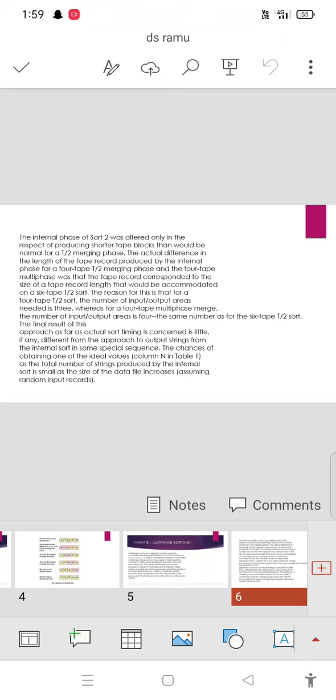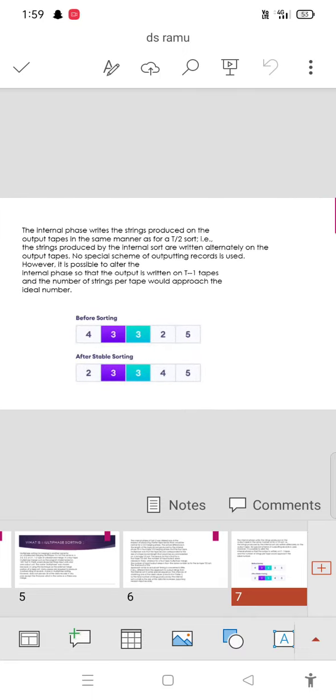The final result of this approach for actual sorting timing is little, if any, different from the approach to output string. From obtaining one of the ideal values in the table, the total number of strings produced by the internal sort is small as the size of the data file increases, assuming random input records.